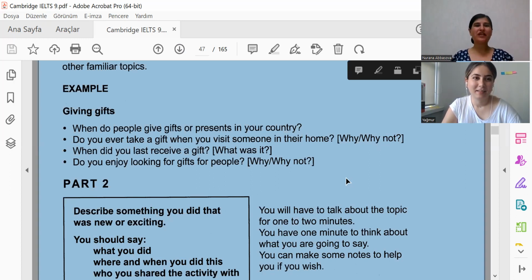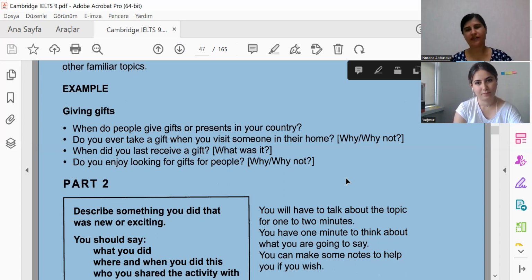Let's do it. When do people give gifts or presents in your country? There are many occasions when people give gifts to each other, but I think birthdays can be a good example, and special occasions like weddings are good motivation for people to give presents to each other in my country. Yeah, nice, good.